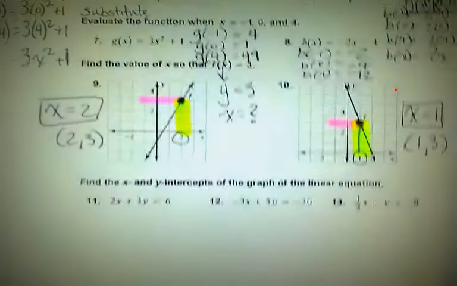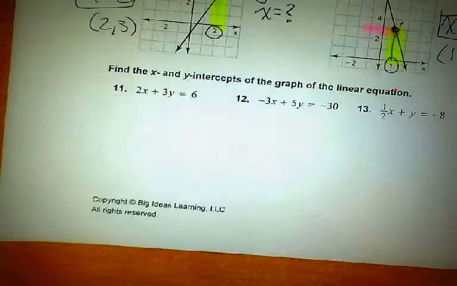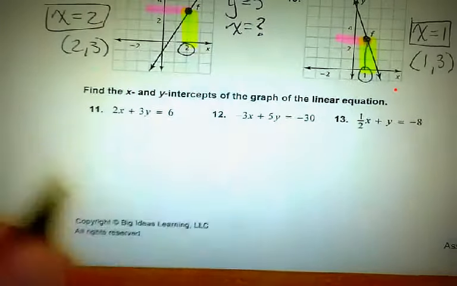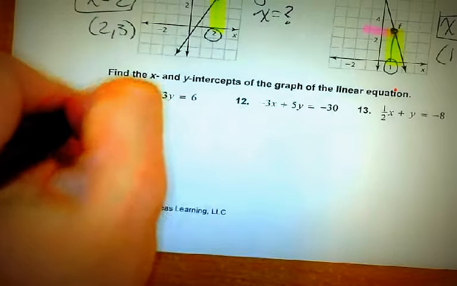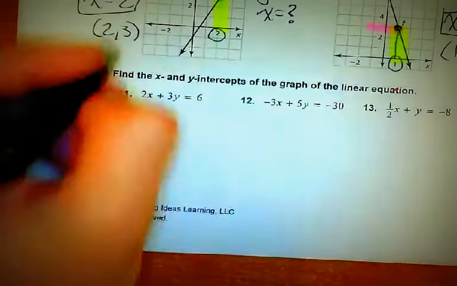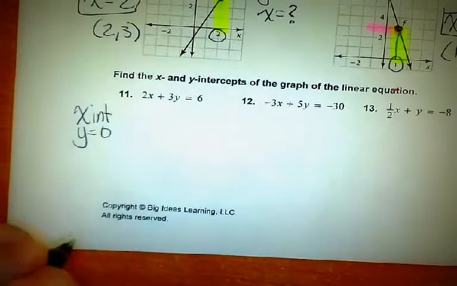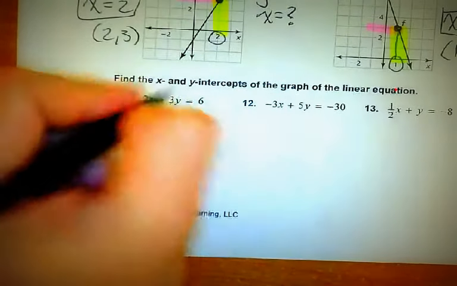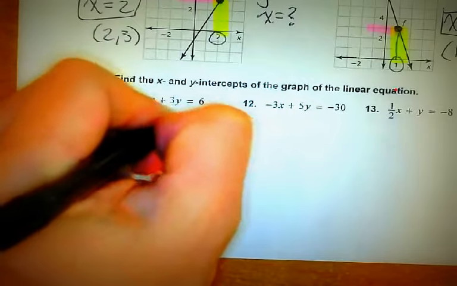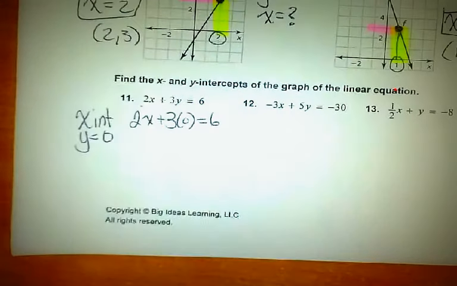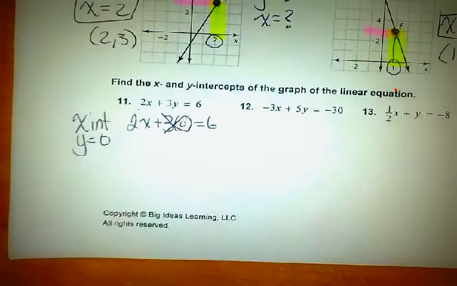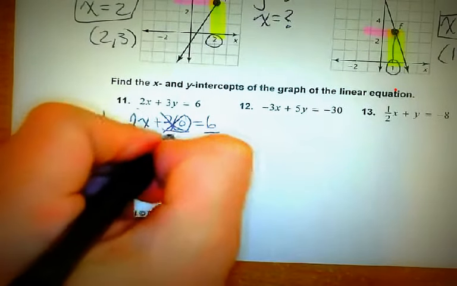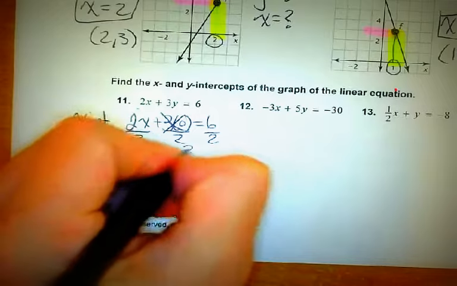All right, a couple more questions on this side of the page, then we'll flip over to the back side. They're asking for x, y of this graph. So your x-intercept is when y equals 0. So take your equation and say 2 times x plus 3 times 0 is 6. Divide by 2 so that x equals 3.